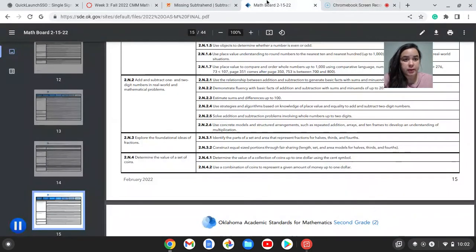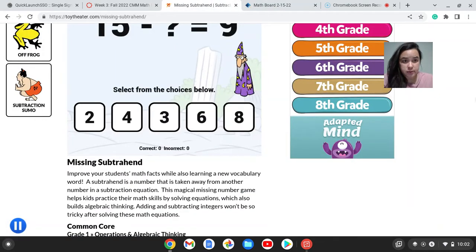For my activity, I decided to do a math standard in second grade. The standard is 2.N.2.5. It says solve addition and subtraction problems involving whole numbers up to 2 digits. I found two activities. The one I'm going to show is called the missing subtrahend. The other activity is called the missing addend.